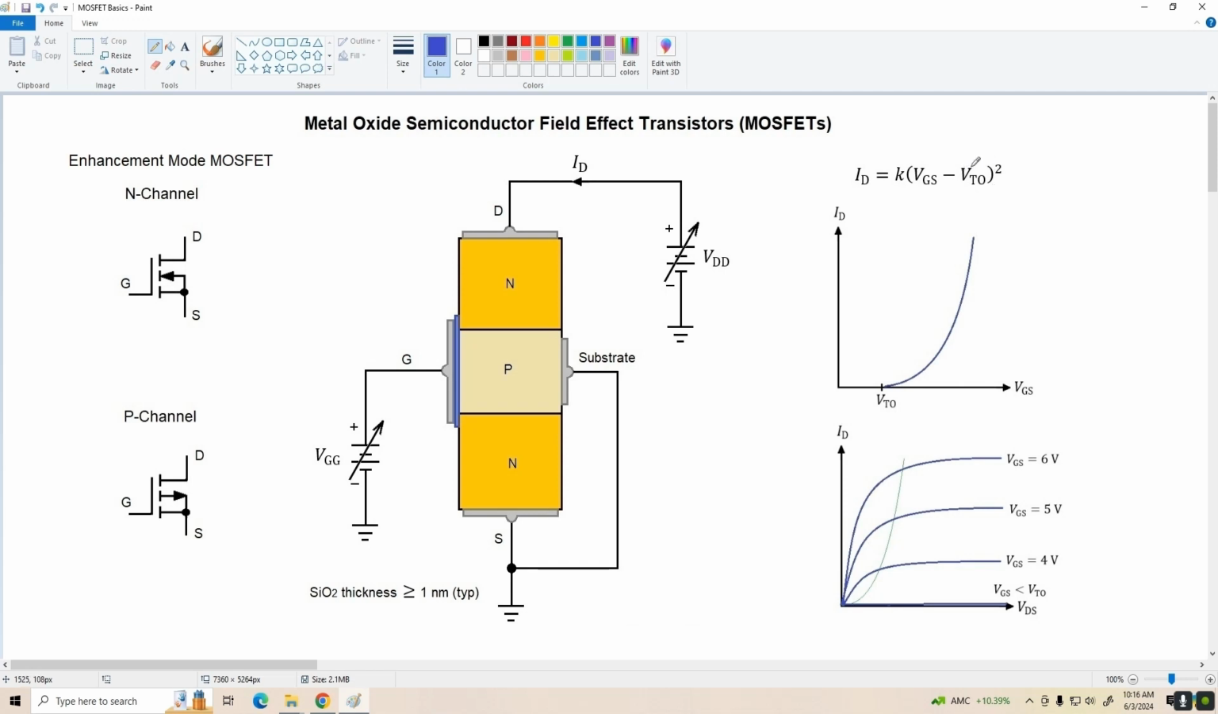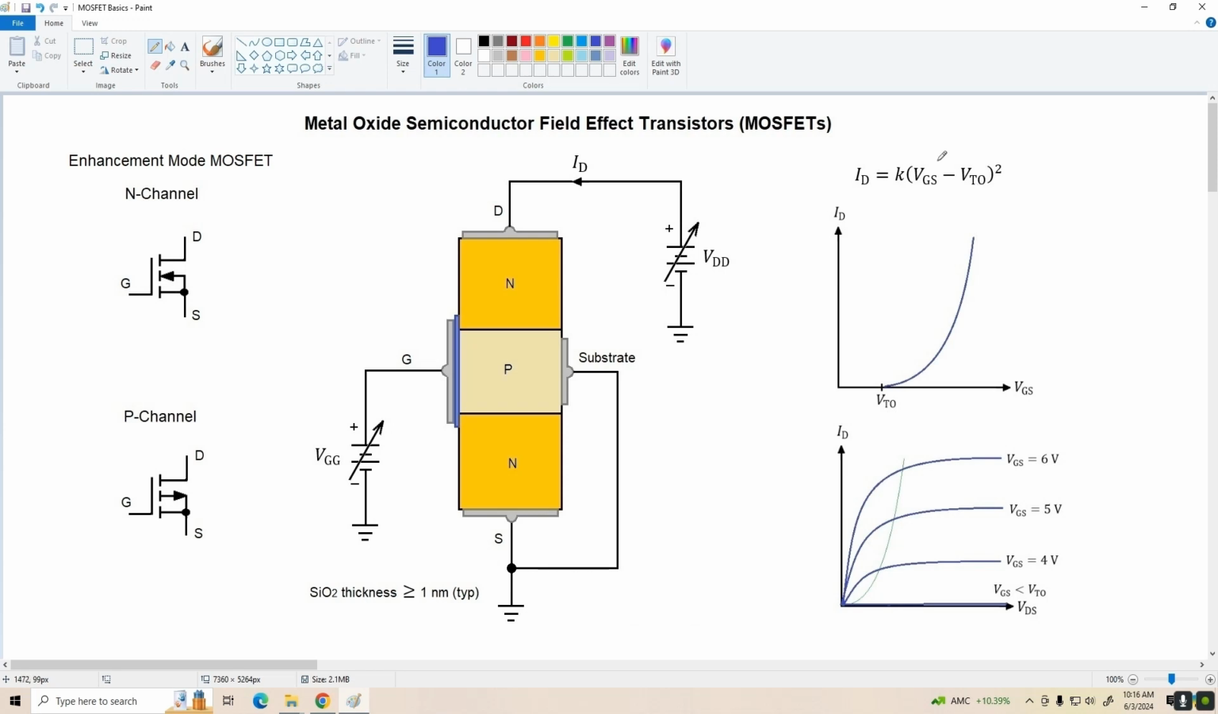I'm using V sub TO to represent this voltage because I use V sub TH to represent Thevenin voltage and V sub T to represent thermal voltage. So we'll use V sub TO in this discussion to represent the threshold voltage. K is just a proportionality constant, and we'll talk about that more later.